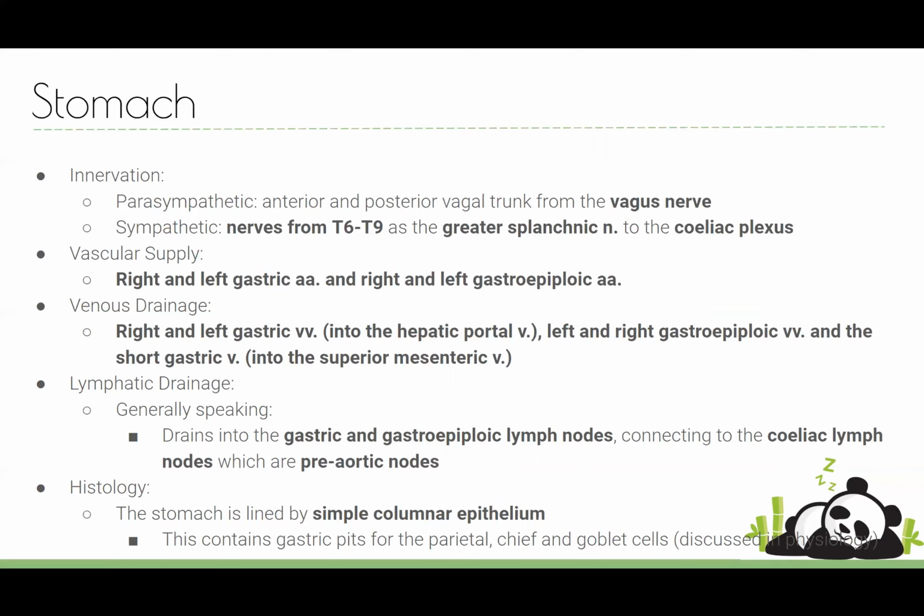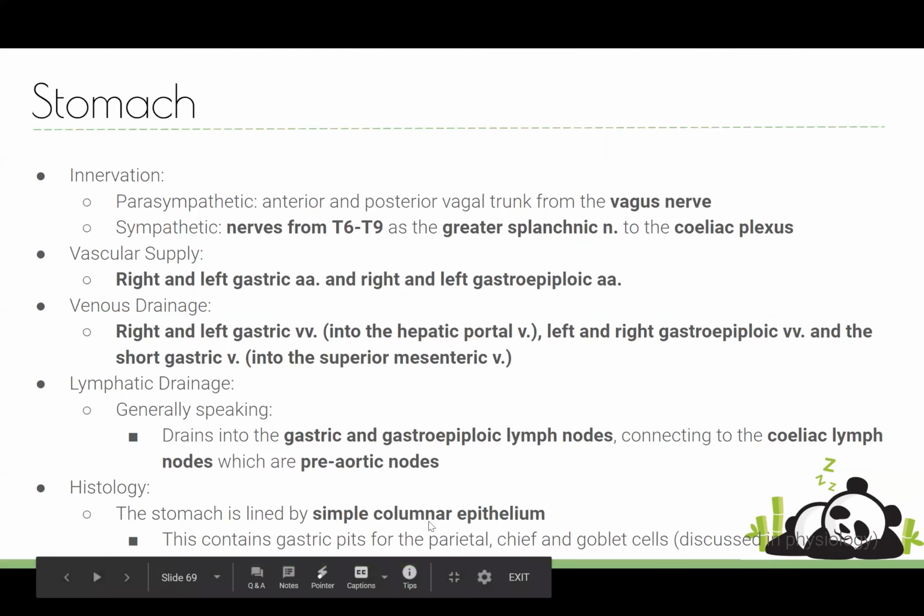Histologically, it's covered by simple columnar epithelium, and it contains gastric pits where there are parietal, chief, and goblet cells. We'll discuss this in physiology a little bit more. But parietal is where your acid and your intrinsic factor are produced. Chief is where your enzymes are produced, and then goblet cells produce mucus.